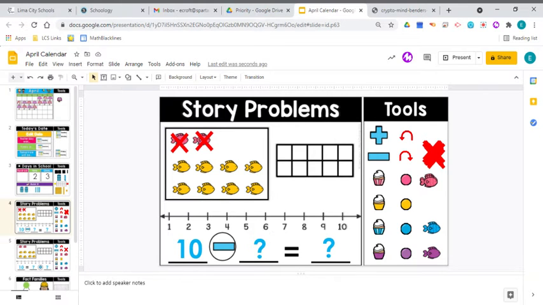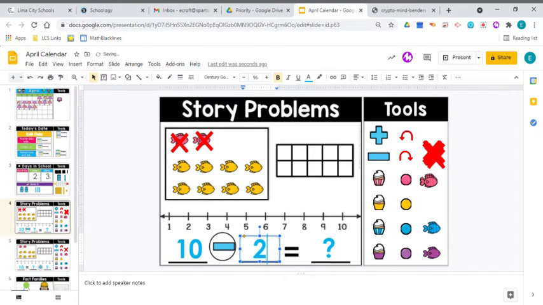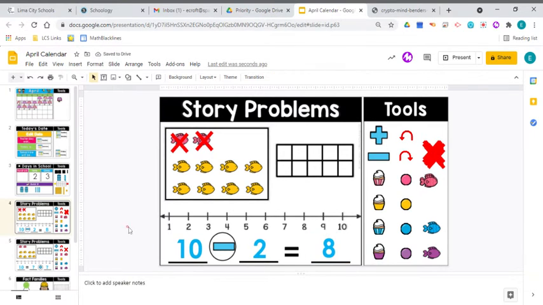We took away how many? That's one part, what you're taking away. The 2. The other part is the part that is left, and that is 8. We said there were 8 yellow fish. So your equation should be 10 minus 2 equals 8.